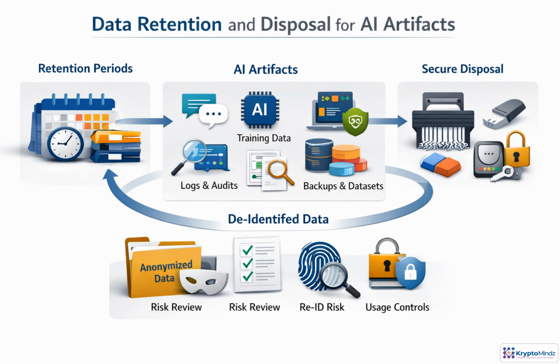AI systems create more than final answers. Prompts, responses, logs, embeddings, training sets, backups, and audit records can all carry PHI risk. A HIPAA mapping should assign each artifact a retention trigger, retention period, disposal method, and proof of destruction. Disposal may involve secure deletion, cryptographic erasure, lifecycle expiration, or verified destruction. Even de-identified data needs documented methodology, residual re-identification risk, and usage limits, because anonymous does not always mean risk-free.